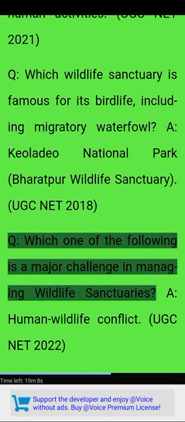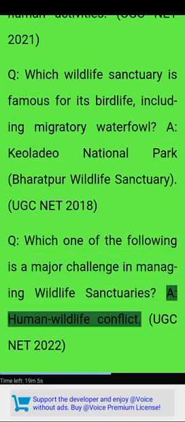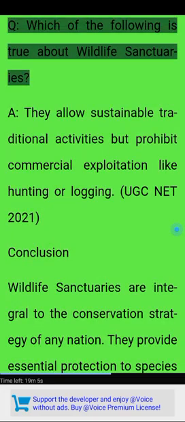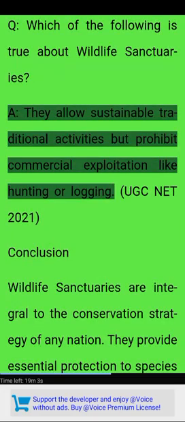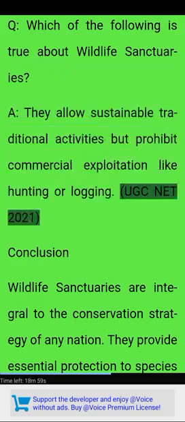UGC NET 2018. Q. Which one of the following is a major challenge in managing wildlife sanctuaries? A. Human-wildlife conflict. UGC NET 2022. Q. Which of the following is true about wildlife sanctuaries? A. They allow sustainable traditional activities but prohibit commercial exploitation like hunting or logging. UGC NET 2021.